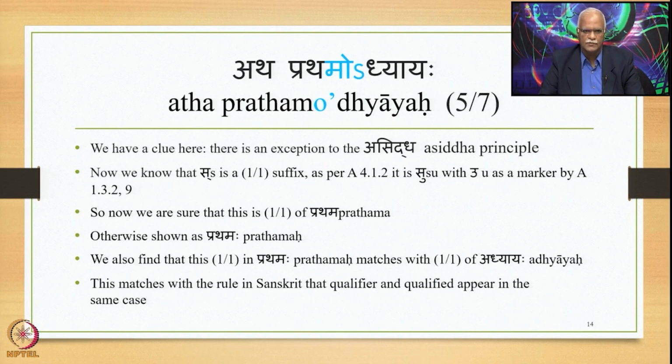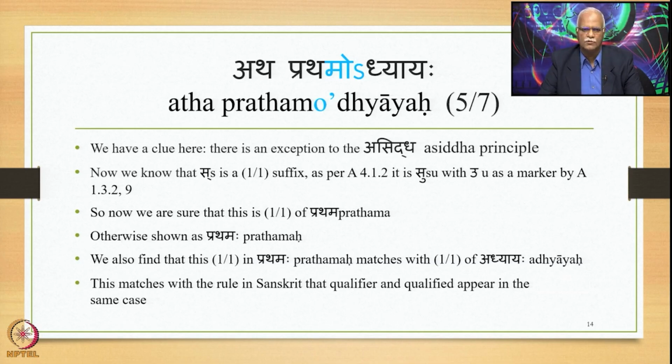We have a clue here to recognize that 8266 applies over here. We discussed this fact when we studied this particular sandhi. We said that this is an exception to the asiddha principle. 8266 applies first and produces Ru as the output. Now this Ru becomes an input for 61113, which provides the output in the form of U. This is the exception to the asiddha principle.